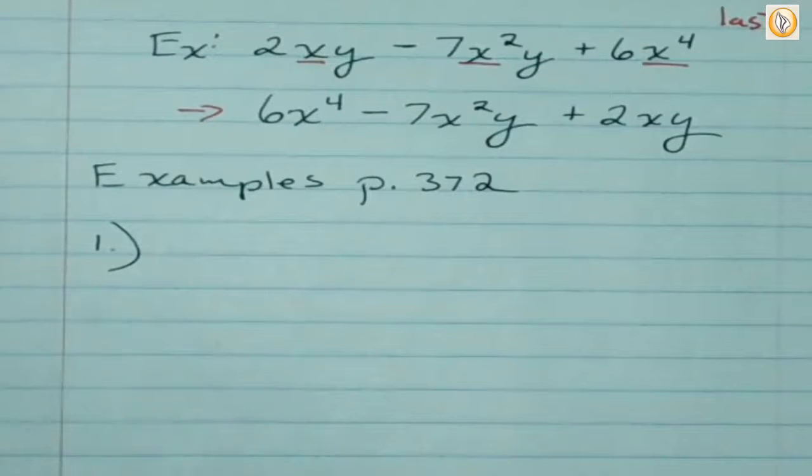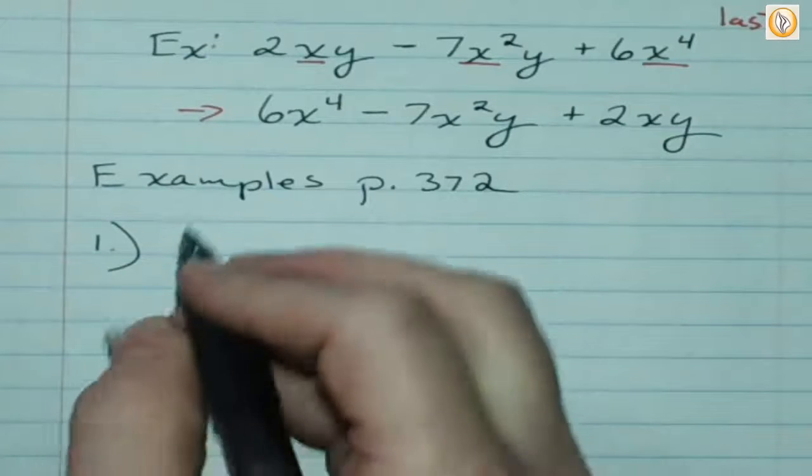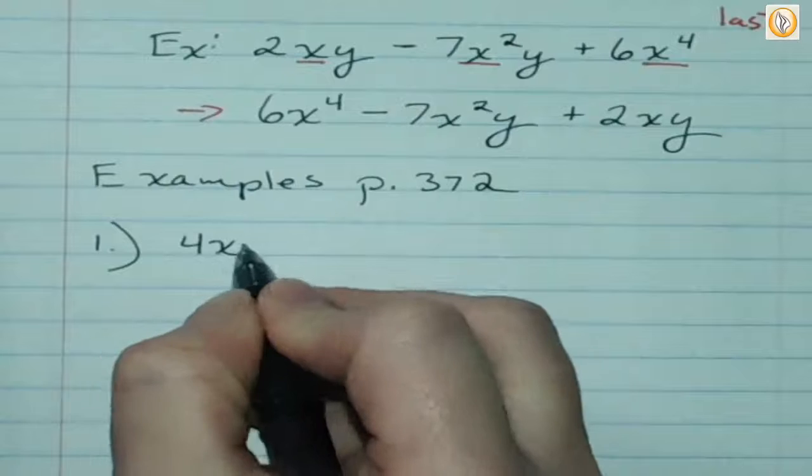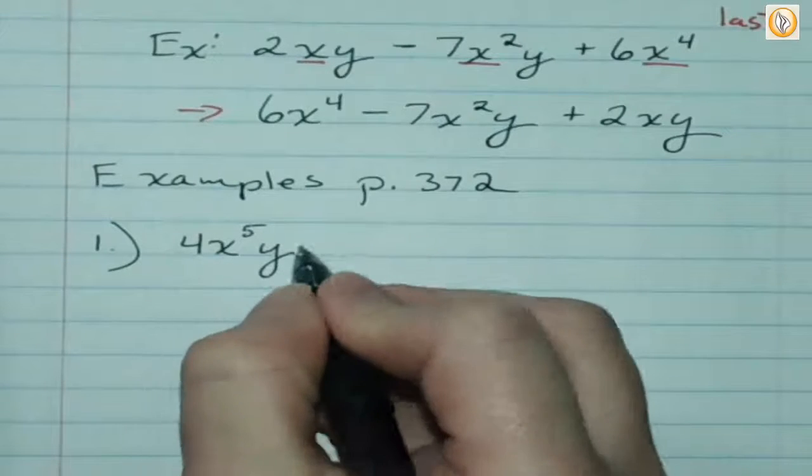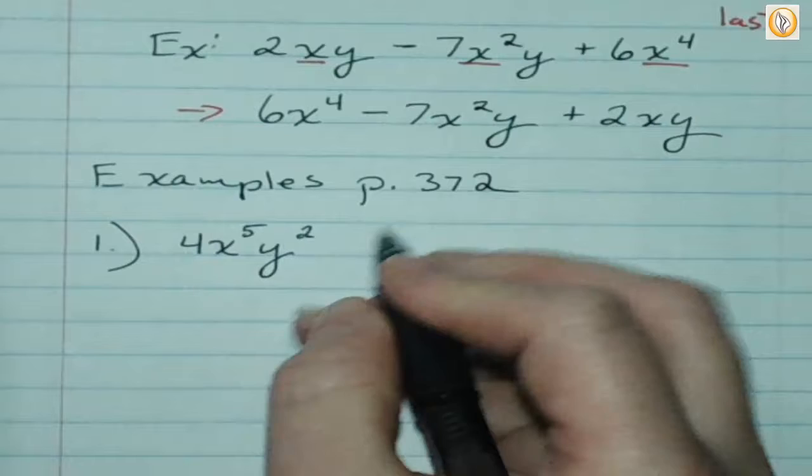All right, number 1. Everyone open their books to 372. Okay, so number 1 says, state the degree of each term. So we have 4x to the 5th power, y to the 2nd power.